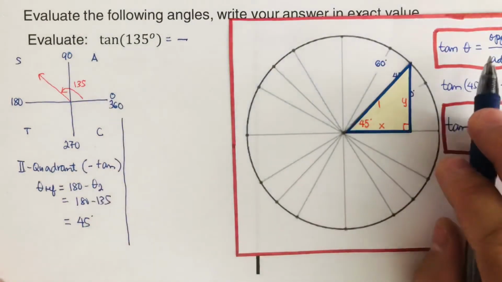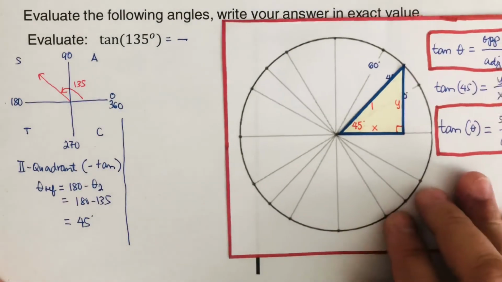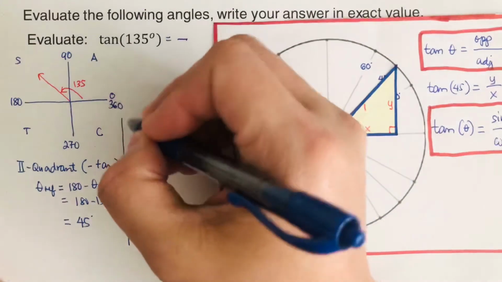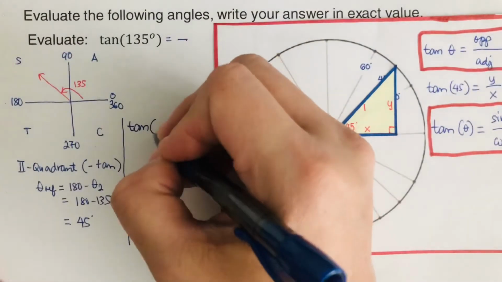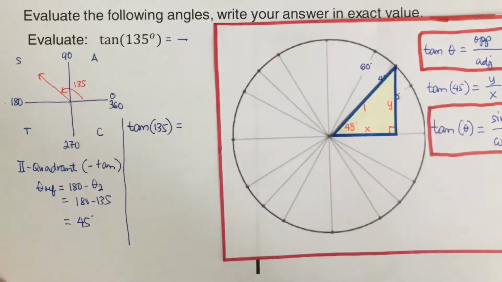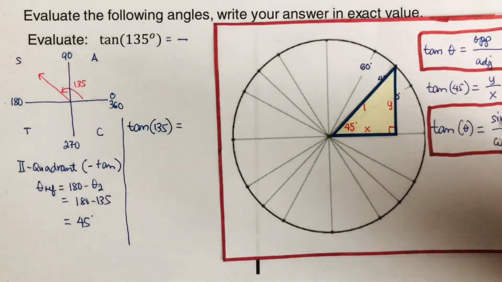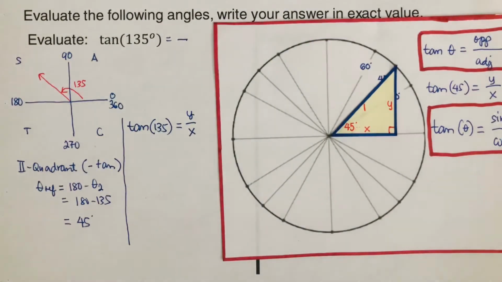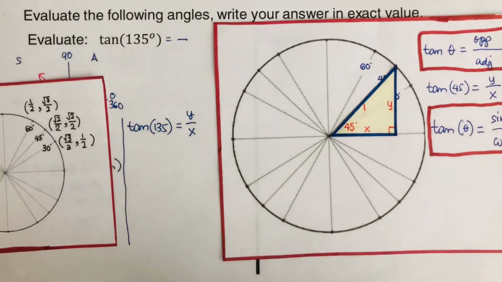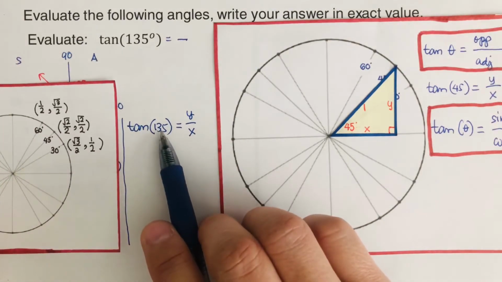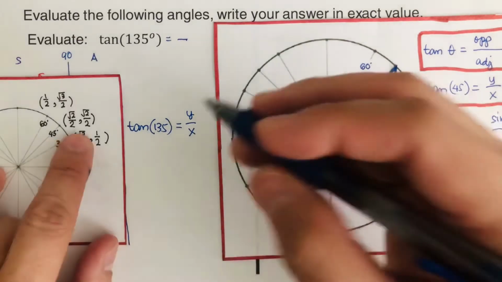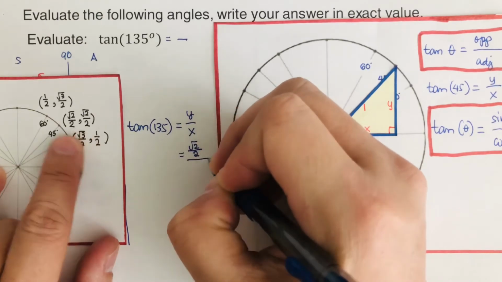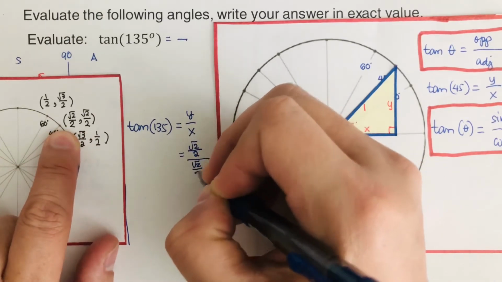Remember, the formula for tangent that we got from the slide that we have right here is that tangent is y over x. So I can go ahead and say that tangent 135 is equal to y over x. And so we go back to the reference angle. Remember, 135 has the same reference angle as 45. So the y for 45 is square root of 2 over 2, and then the x is square root of 2 over 2. So we're going to divide that.